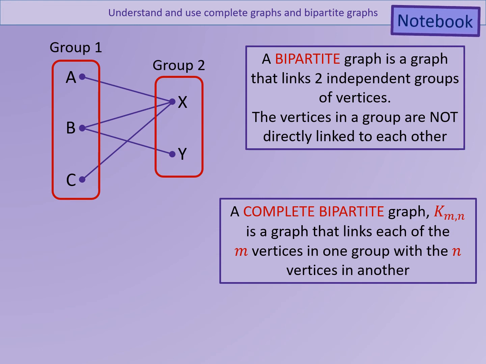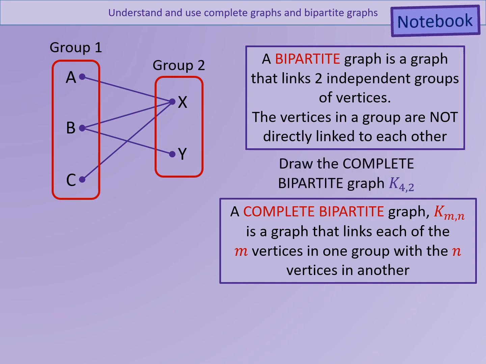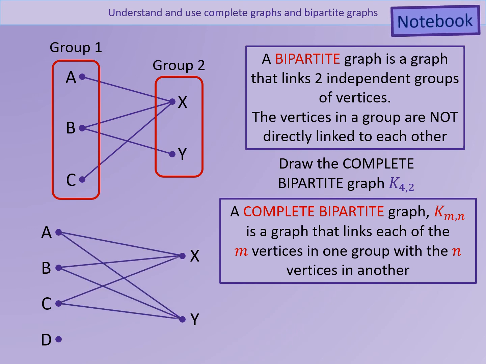A bipartite graph can be complete if all of the possible edges between the 2 groups are drawn in. The definition of Kmn is a complete bipartite graph with m vertices in one group and n vertices in the other. Pause the slide now and draw the complete bipartite graph K42. So K42 contains 4 vertices in one group, 2 vertices in the other. If you systematically work your way down one group, drawing in all of the possible edges to the other group, you will end up with the complete graph.